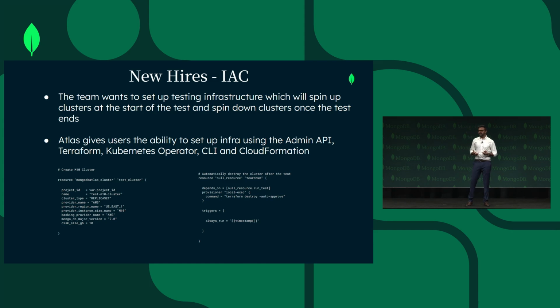Once I have my team set up, they want to use IaC, or infrastructure as code, to set up testing pipelines and CI/CD pipelines to make sure that my team is set up to accelerate developer velocity. And in order to help with this, MongoDB Atlas provides various IaC tools such as the Admin API, Terraform, the Kubernetes Operator, CLI, and CloudFormation that they can leverage.